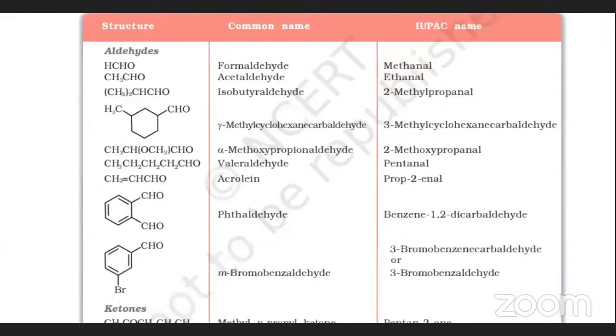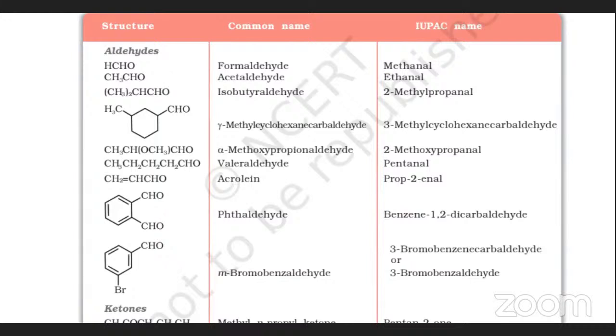Having completed the aliphatic aldehydes, now the aromatic aldehydes: upon the benzene ring, two aldehyde groups are there, one on the first position and another on the second position. That can be called by the general name phthalaldehyde. We say phthalaldehyde here, and then it will be called with an IUPAC nomenclature.